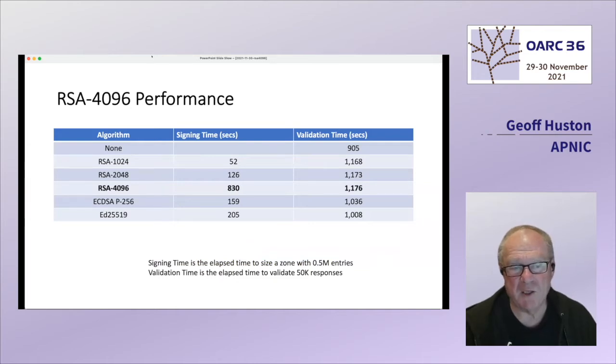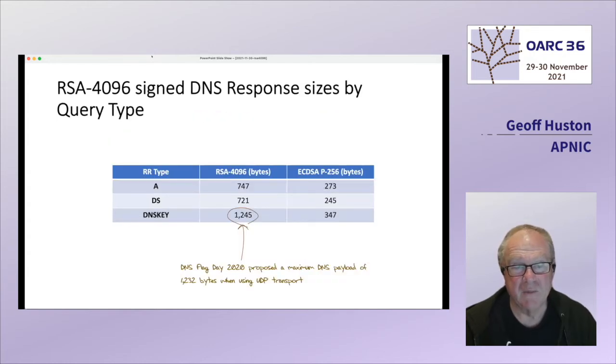What about performance? It's very slow to sign on my computer. I was signing 500,000 entries and I used a number of algorithms. And as you see there, RSA 4096 is kind of a dog. Validation times, however, and I was validating 50,000 responses using a very small internet, in other words, across my room. And the validation times, I think, are dominated by all the rest of the DNS activity. So they're largely similar. But the issue is the response sizes.